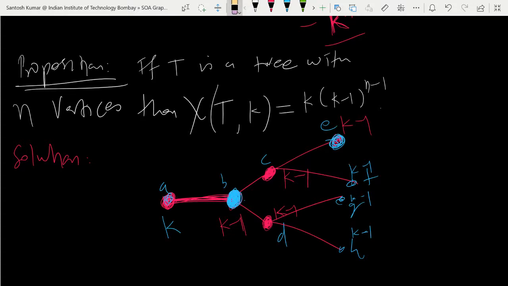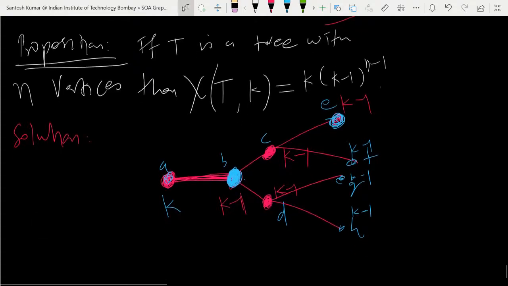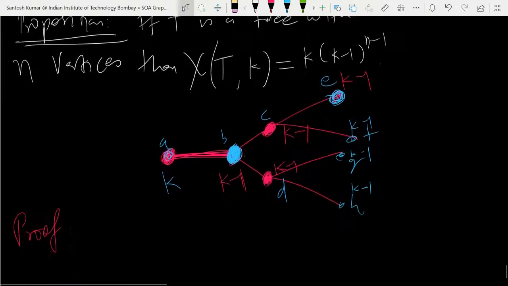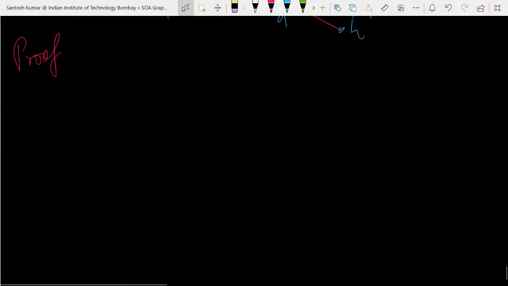So I just gave you one example and then we justified it. If I want to prove it, for the proof we'll write the same thing. I would like to convince you using the same argument we used here. So let us write the proof.